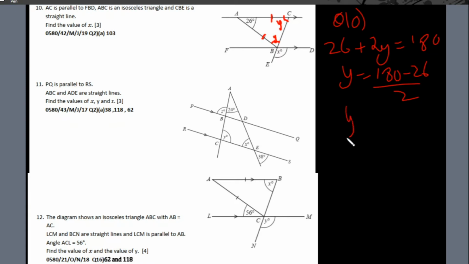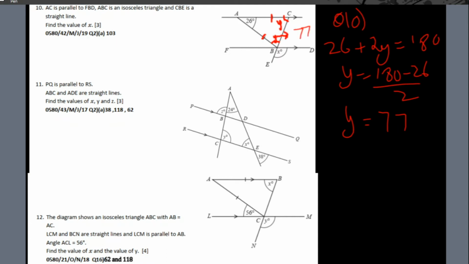77 is not the final answer, it's just the value for y. Also, we know this angle is 77. This is 77 degrees.